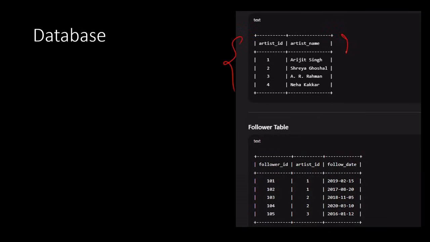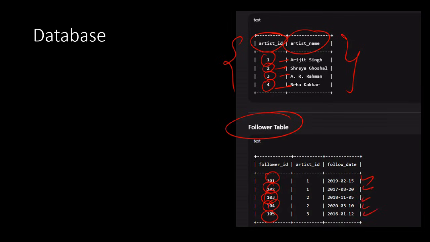So this is the artist table, in which, if you guys can see here, artist ID is given here, artist name is given here. So this is the artist ID 1 for Arijit Singh, ID 2 for Shreya Ghosal, ID 3 for AR Rahman, ID 4 for Neha Kakkar. And this is the followers table. Okay, so followers ID is given here. Okay, and artist ID is given here, like which follower is following which artist, and follow date is given here.